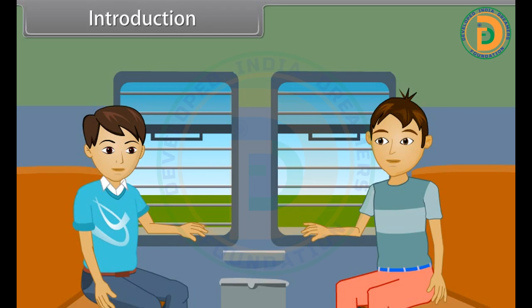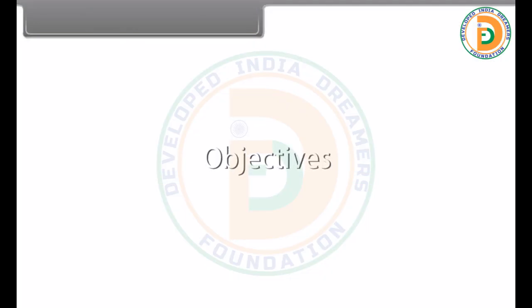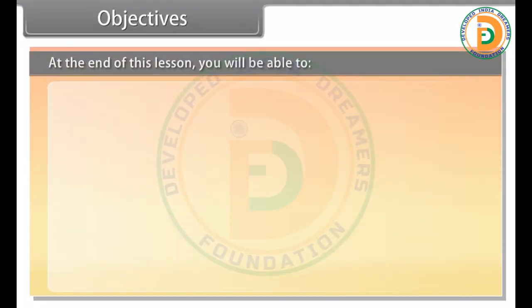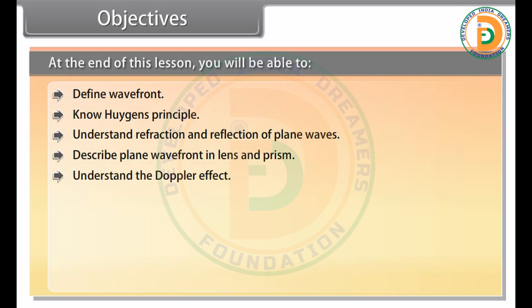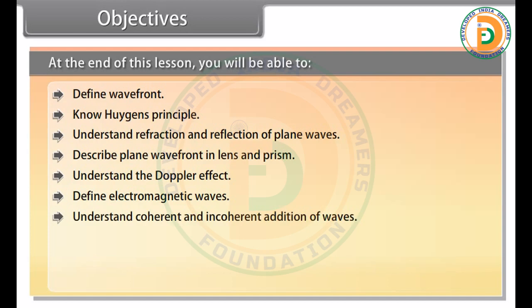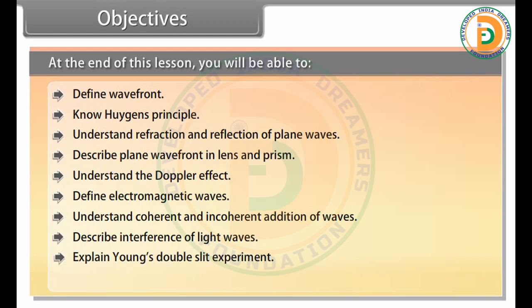Students, today we will study about wave optics. Objectives. At the end of this lesson, you will be able to define wave front, know Huygens principle, understand refraction and reflection of plane waves, describe plane wave front in lens and prism, understand the Doppler effect, define electromagnetic waves, understand coherent and incoherent addition of waves, describe interference of light waves, explain Young's double-slit experiment, explain conditions for sustained interference.